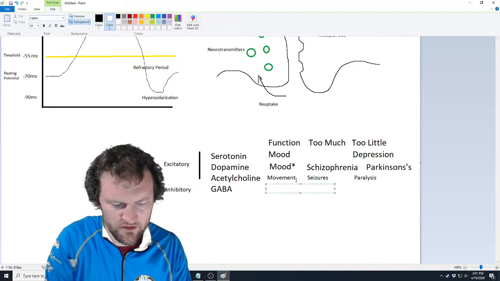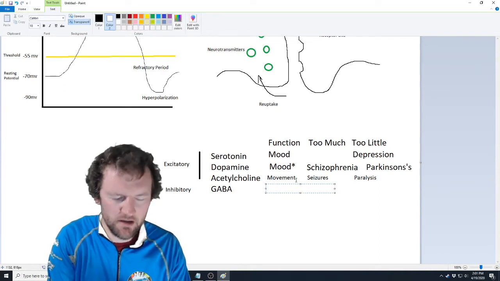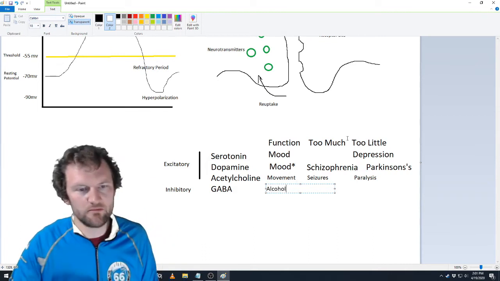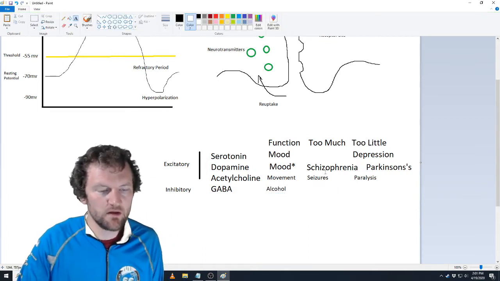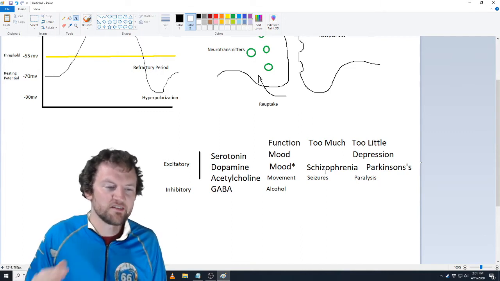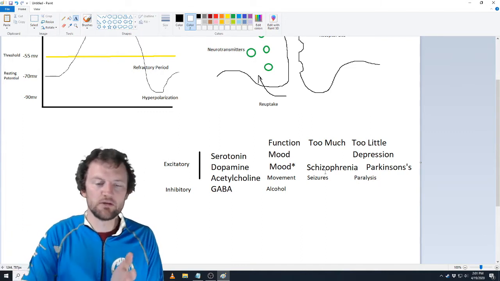GABA is an exception to this, and it is actually an inhibitory neurotransmitter. It will decrease the voltage of the receiving neuron, making it less likely to send a message. It's not really the function, but one important thing to know about GABA is that it's what alcohol uses, which is why they say alcohol is a depressant, because it literally depresses your neural communication.